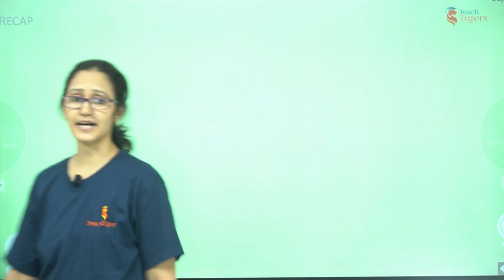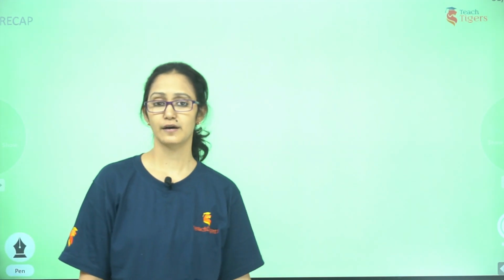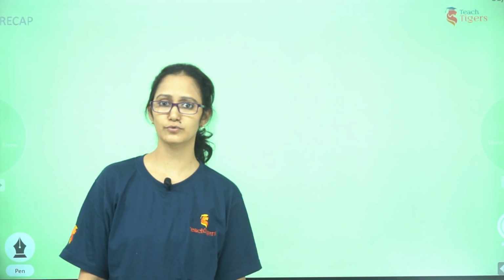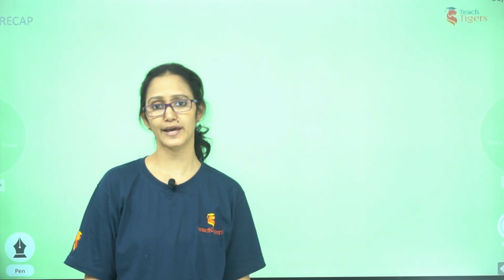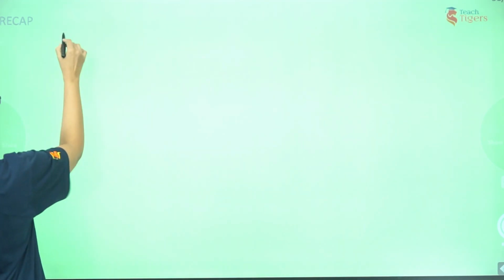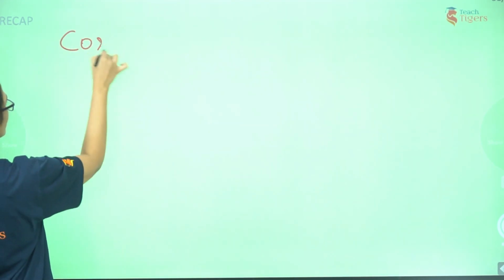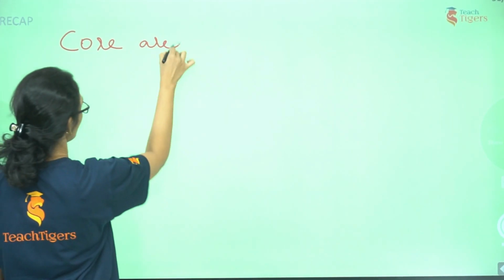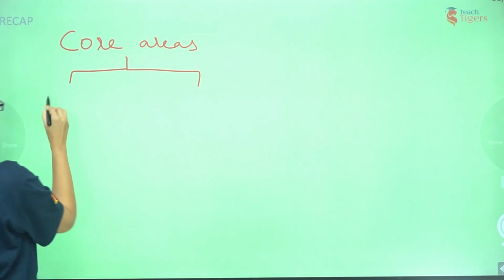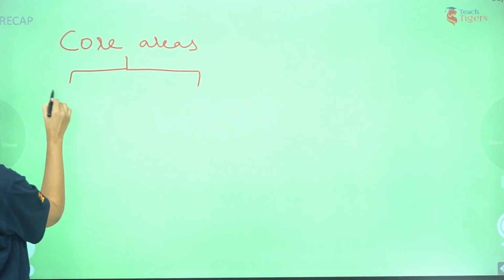So in the previous class, we tried to understand the definition of biotechnology, and we also tried to find out what are the two core areas of biotechnology. You have seen that the two core areas of biotechnology are genetic engineering and maintenance of sterile culture medium.